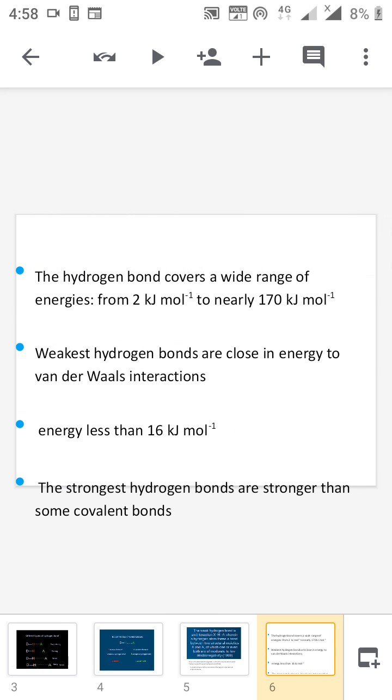Now, hydrogen bonding covers a wide range of energy, that is from 2 kilojoules per mole to nearly 170 kilojoules per mole. Weak hydrogen bonds are close in energy to the weak van der Waals interactions, that is, energy which is less than 16 kilojoules per mole. Whereas strong hydrogen bonds are stronger than some of the covalent bonds. So the energy is very high.